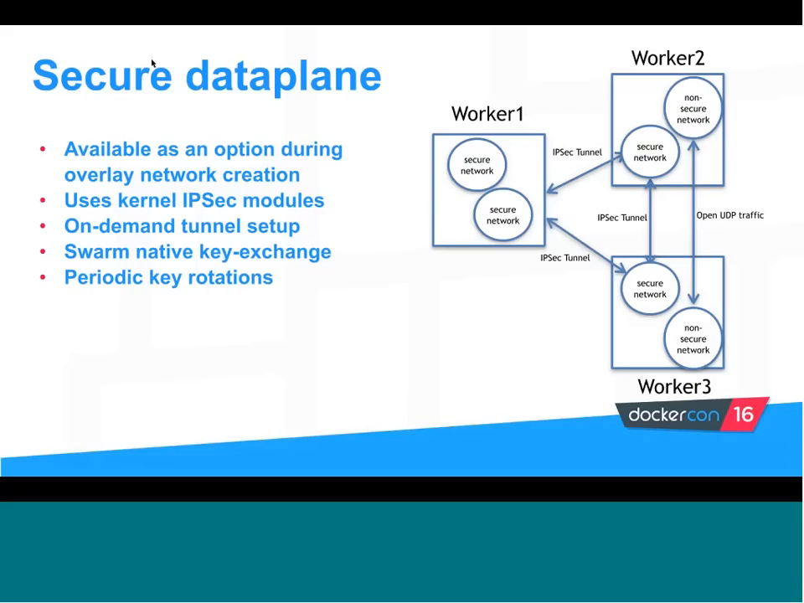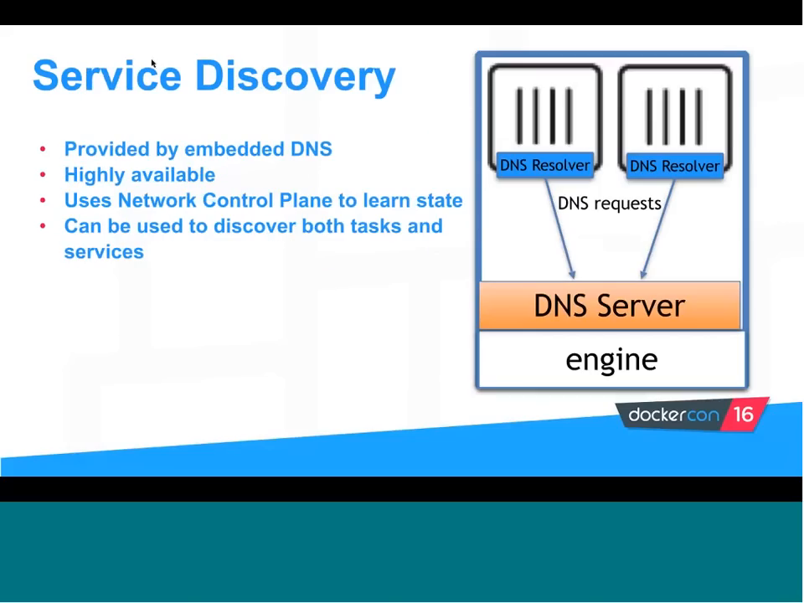So at the same time, you can have secure networks and unsecure networks if need be. For example, if there are applications which already encrypt the data, then you don't need to have an encrypted tunnel provided by Docker. But if a user wants to have a legacy application which is not encrypting the data, then you can use the encrypted feature of Docker networking to get a secure data plane as well.